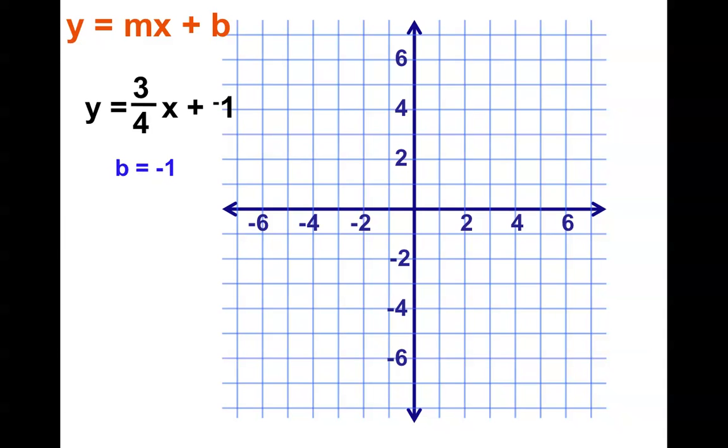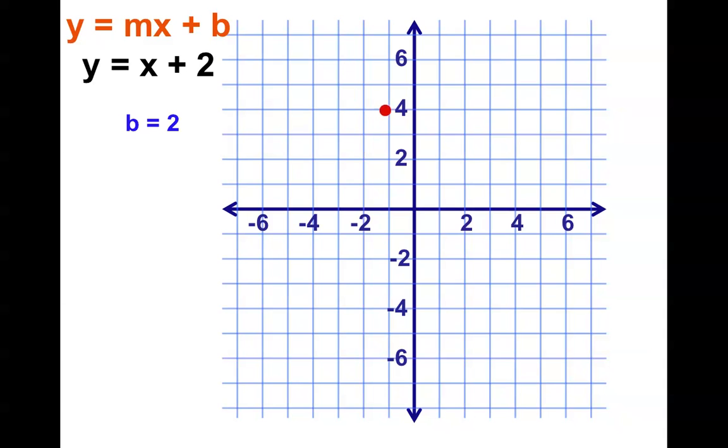Where's this line going to cross the y-axis? -1. What are the directions to the next point? What's the slope? 3 over 4. Rise 3, run 4. Voila. And this one, where are we going to cross the y-axis? You guessed it, 2. What's the slope? 1, because there's 1x. Rise 1, run 1. And we get our line. Once again, notice you could repeat this for a while. Rise 1, run 1, rise 1, run 1. We always end up right back on the line.